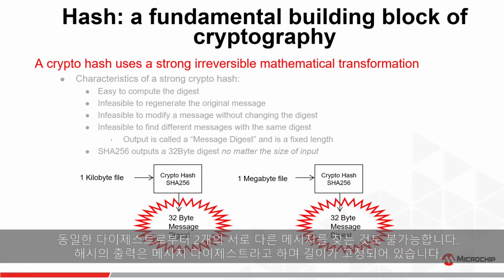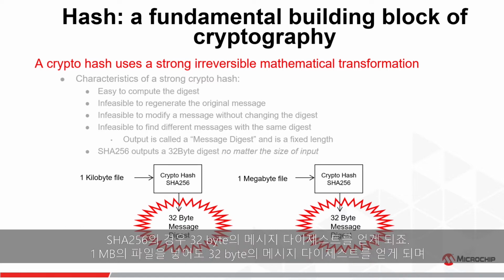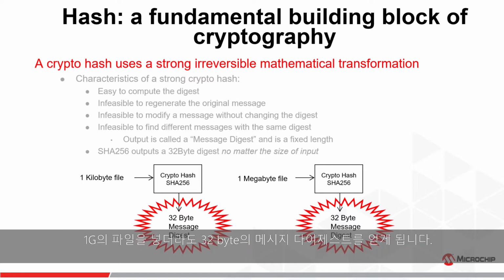The output of a hash is called a message digest, and it is of a fixed length. Sometimes it's referred to as a fingerprint of the file. If you put a 1 kilobyte file into a crypto hash, you wind up getting a fixed output. In the case of SHA-256, you would get a 32-byte message digest. If you put in a 1 megabyte file, you'd still get a 32-byte message digest. A 1 gigabyte file, again, 32-byte message digest.